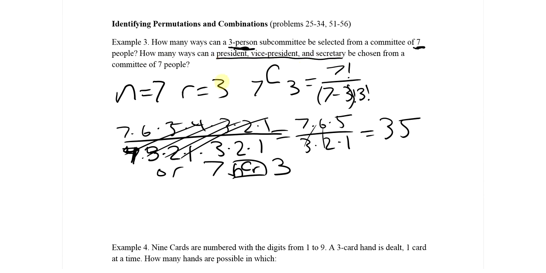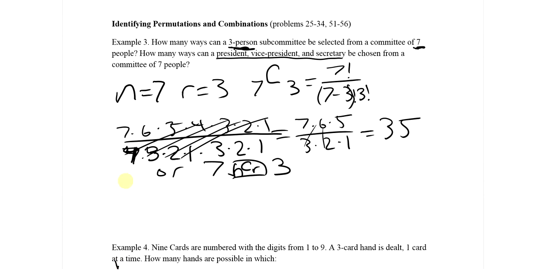Now, for the second part of example 3, how many ways can a president, vice president, and secretary be chosen from a committee of 7 people? Here, order does matter. Each person in the 3-person subcommittee has a specific role. Me choosing Ingrid as president, Joe as vice president, and Rachel as secretary is different from Joe as president, Rachel as vice president, and Ingrid as secretary, or Rachel as president, Ingrid as vice president, Joe as secretary. So it is a permutation.